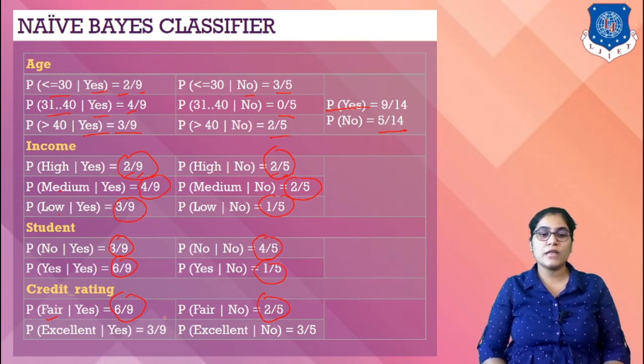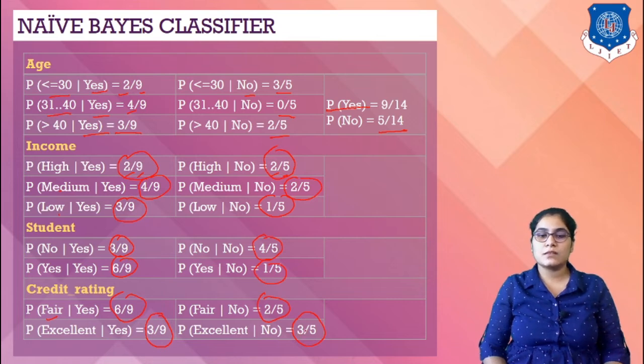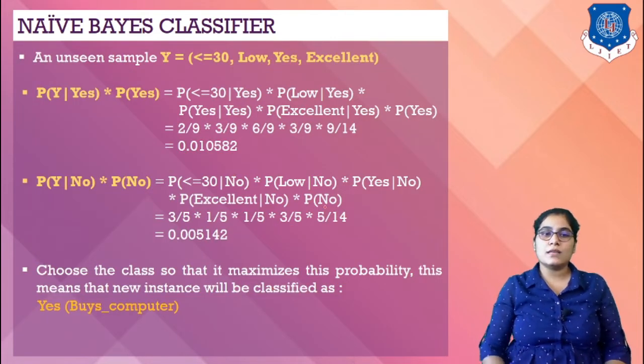Now we'll check for excellent. There are a total of 3 records that have credit rating excellent and class label yes, and a total of 3 records that have credit rating excellent and class label no. So the probability is 3 by 5. So here we have found the probability for each of the attributes' unique values with respect to the yes and no class labels. Now the next step is to find the probability for the unseen sample.